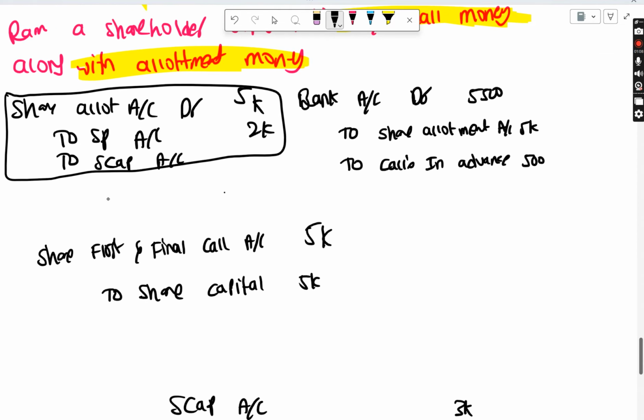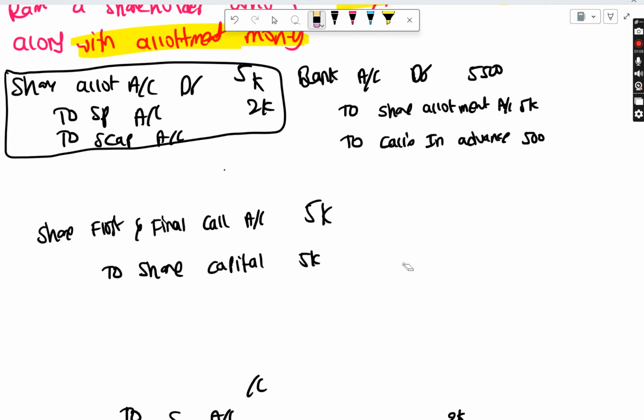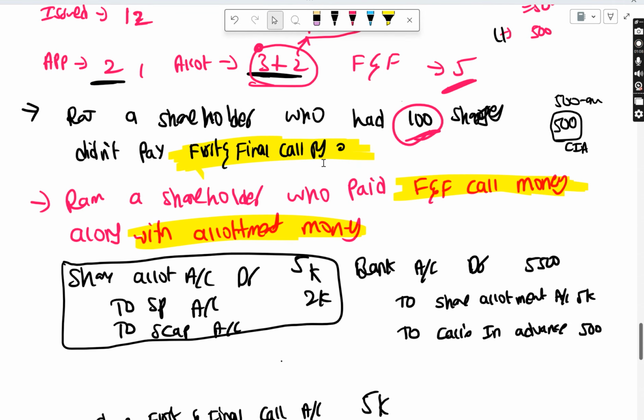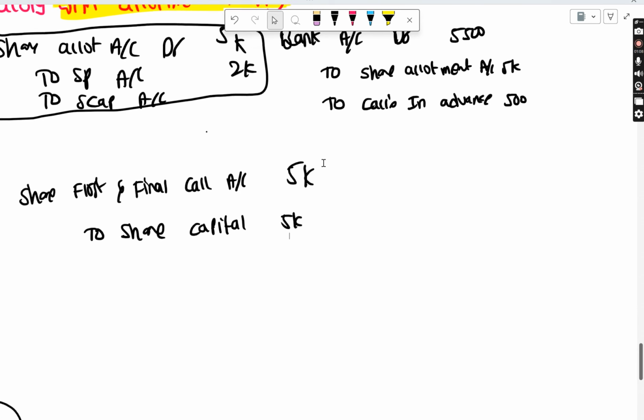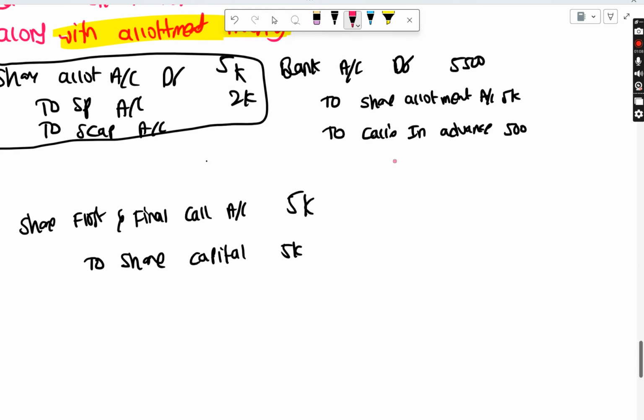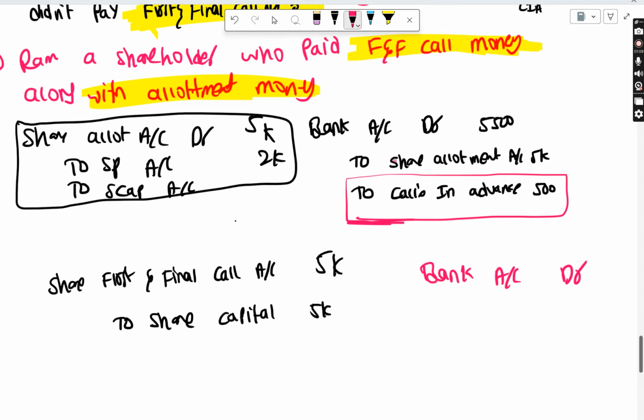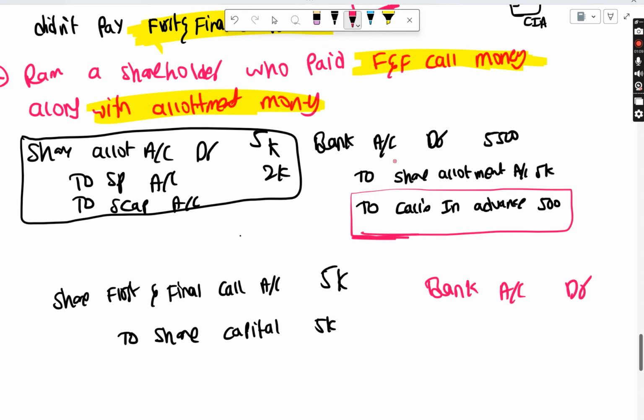Now, while writing the receipt entry, it is important. So what's happening in the receipt entry? It will be bank account debit to calls in advance account. Wait, hold on. Bank account you debited, then what did you do? Calls in advance previously you have credited because it is a liability. Bank account debit, calls in arrears account debit, to share first and final call.